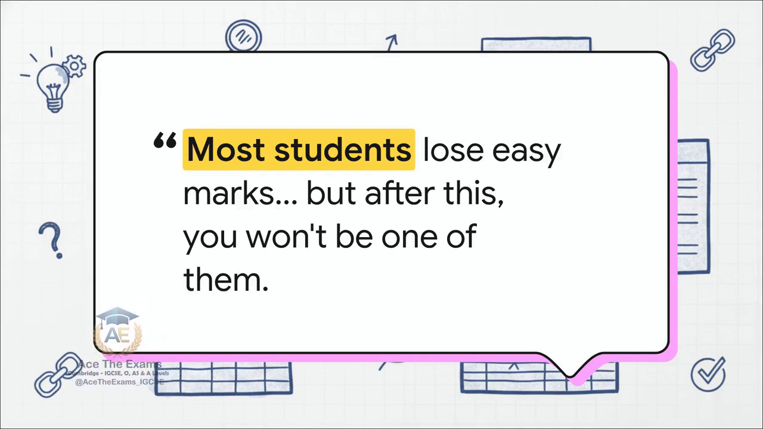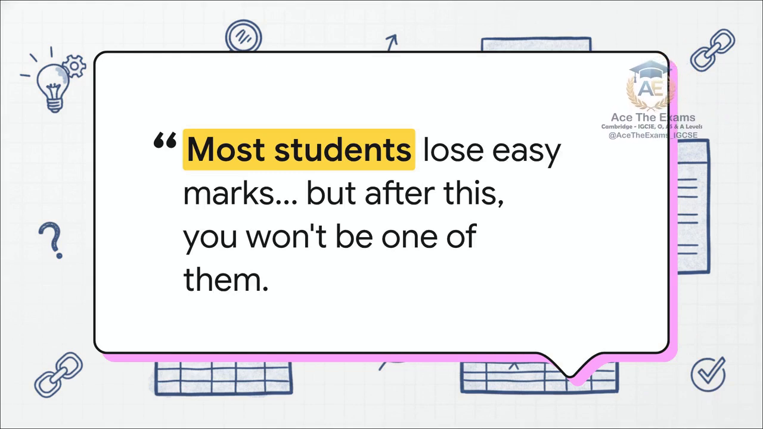It is the application. See, most students can easily memorize what an entity relationship diagram looks like in a textbook, but the second they sit in that exam hall and are asked to justify a specific relationship type in the context of, say, a busy hospital database or a university booking system, they just freeze up. They give generic answers and they lose easy marks.